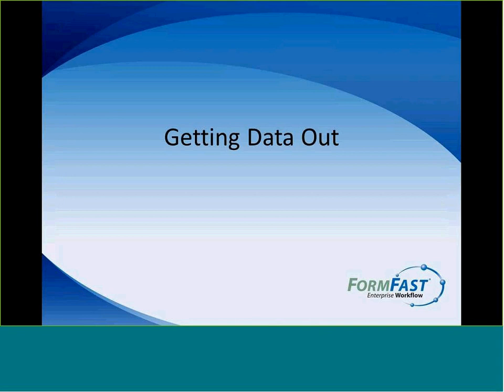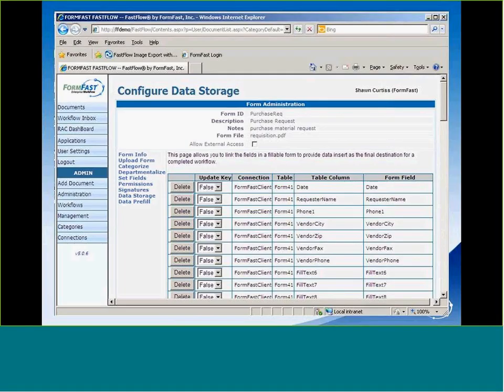That brings us to what we're going to talk about today, which is getting the data out of the system. We're going to assume that it's been a month since we did our setup. We've deployed this and we've got some workflows happening. Again, we're just looking at where that data lives. So we know that it resides in the FormFast client database because of this connection information here in the table called Form 41. And then if I want to access any of these fields, I would just access them by name.